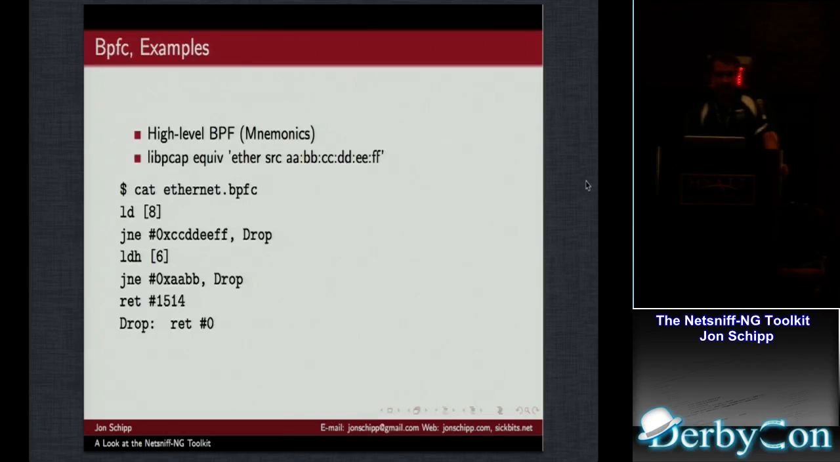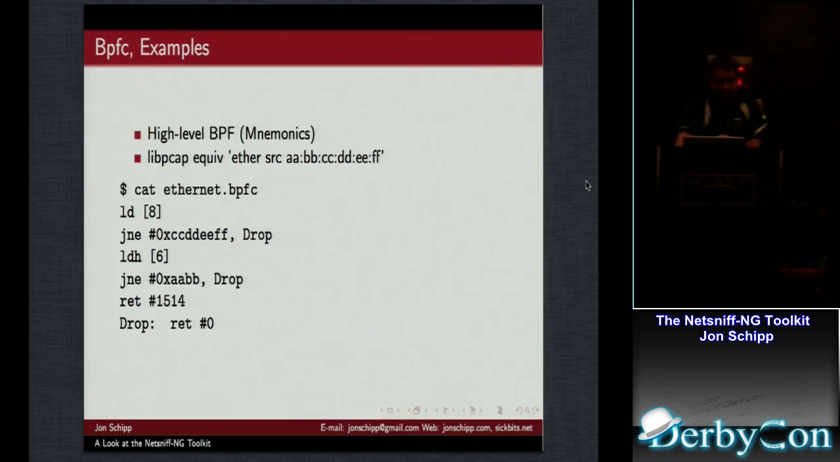So here's how you compile it. At the top we have the PCAP equivalent. We say ether src, and you want to read in this MAC source address, AB:CC:DD:EE:FF:.. and so on. And in BPFC, this is what I want to do. I just create a text file, and I say ld, load. This is going to load 4 bytes. It is a word at the 8-byte offset, which in an Ethernet frame, begins with the destination MAC address first, then the source. So we're going to filter the source.